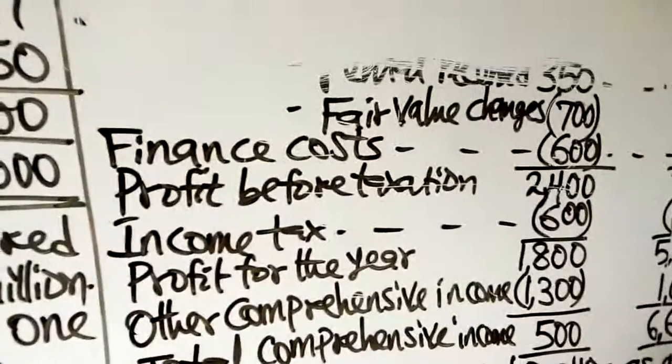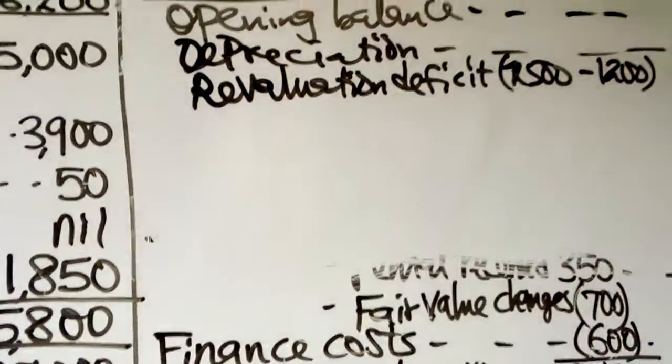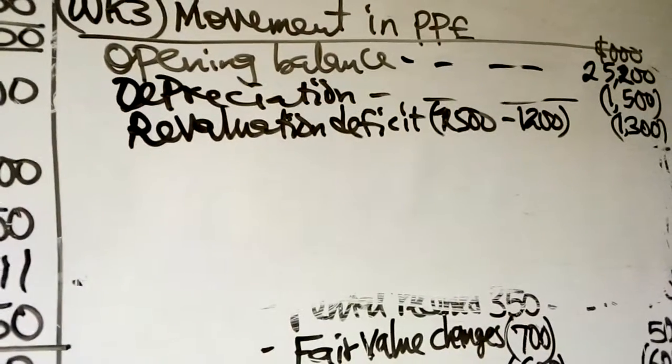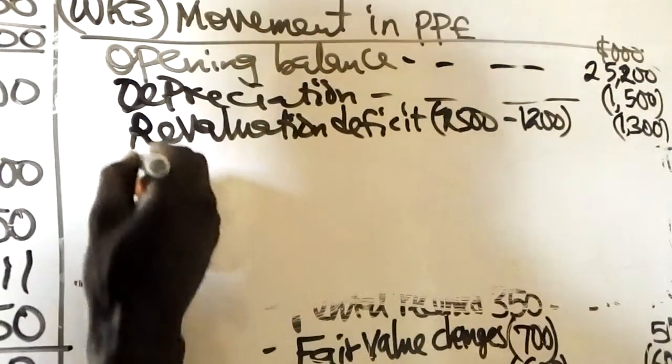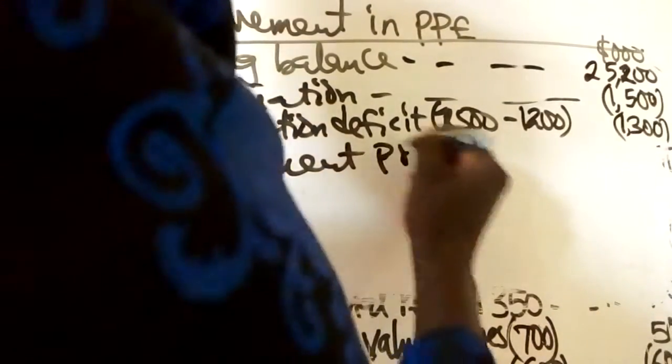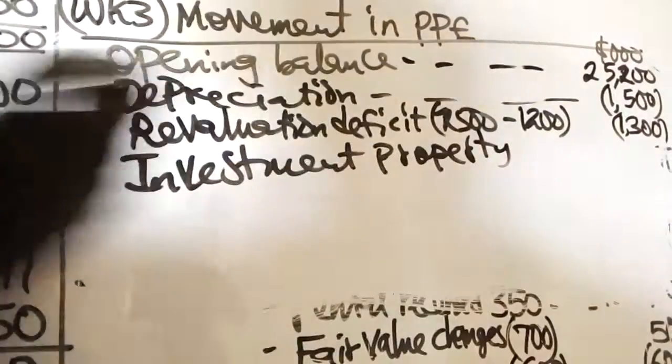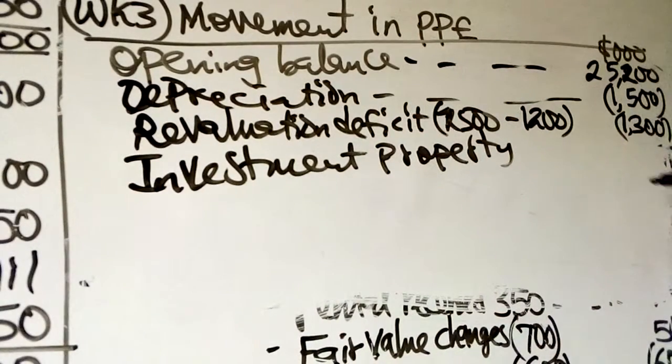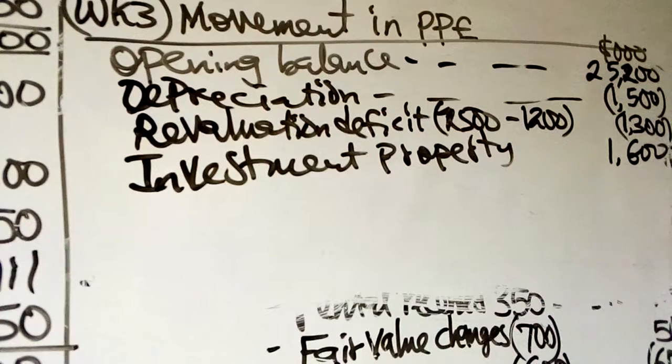So we have investment property of 1.6 million. The PPE will increase when you transfer the 1.6 million to PPE. It is going out of investment property and coming into the property, plant and equipment. So then we've considered the revaluation.